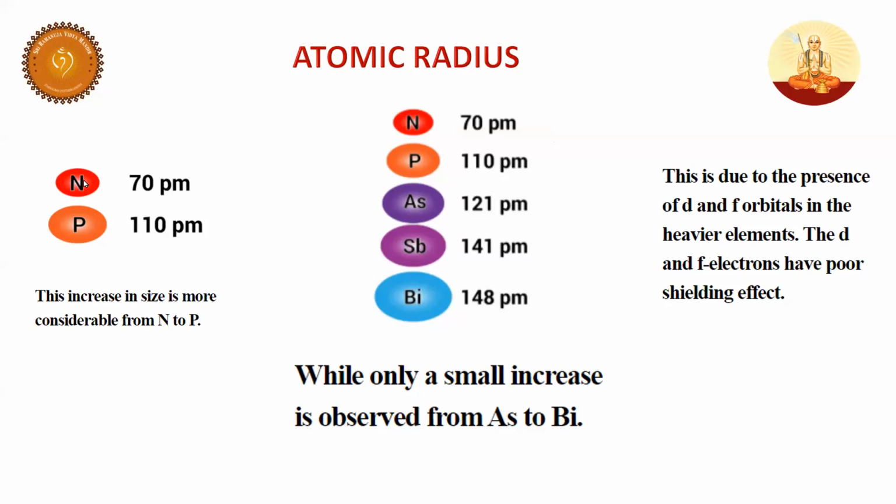Now, my question is, have a look here: 70 and 110. From nitrogen to phosphorus, the increase is more. A considerable increase in atomic radius is there. Now, phosphorus to arsenic, arsenic to antimony, and antimony to bismuth, a very small increase is there. Why? Your answer is the lanthanide configuration. Because of the D and F electrons coming in, they have poor shielding. So because of the poor shielding of D and F electrons, the increase is less here, but here the increase is more.